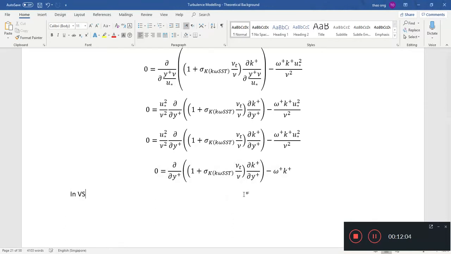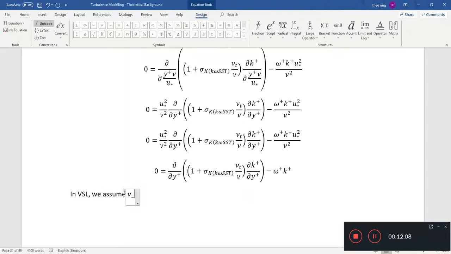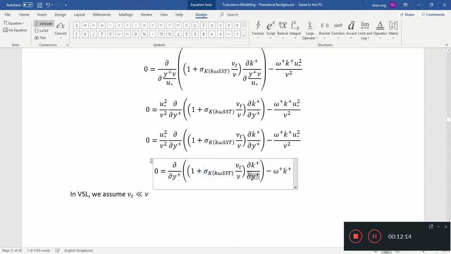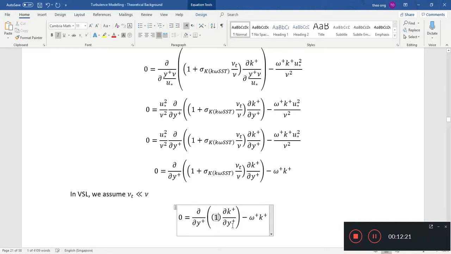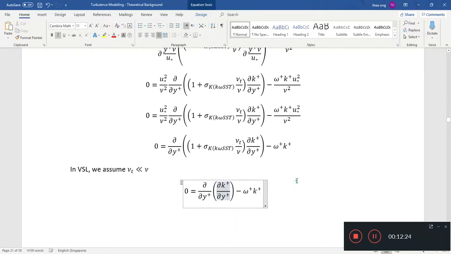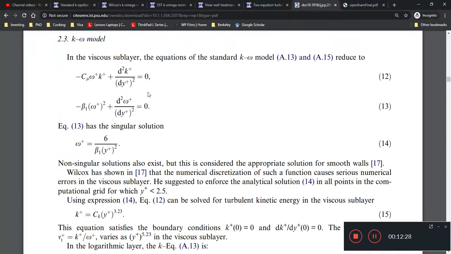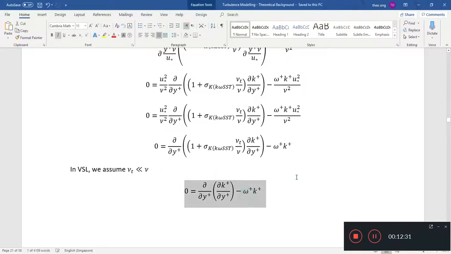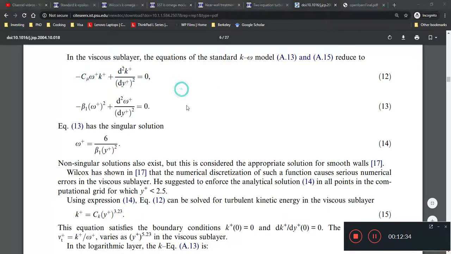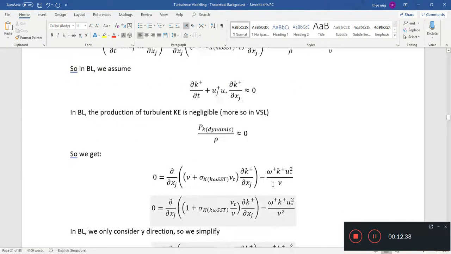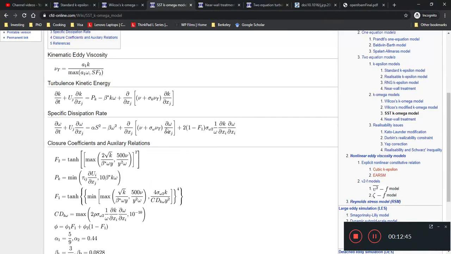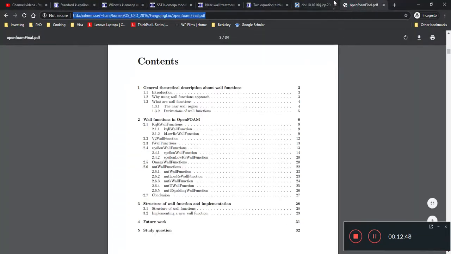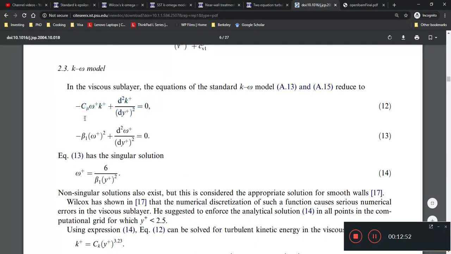In the viscous sublayer, we assume nu t is much smaller than nu, so we can ignore this second term, and that's how we just get 1 over here. And of course we can just get rid of the 1, and then this is what the term looks like. This is what we end up with. I think I missed out a c mu somewhere. It looks like I'm missing a c mu somewhere. But long and short story is that you get the k equation looking something like this.